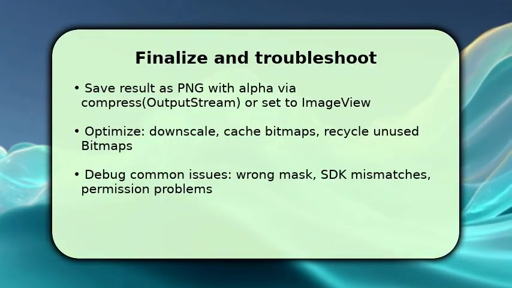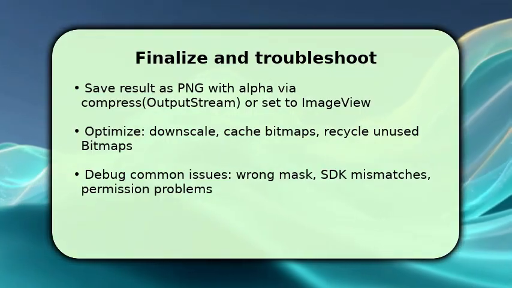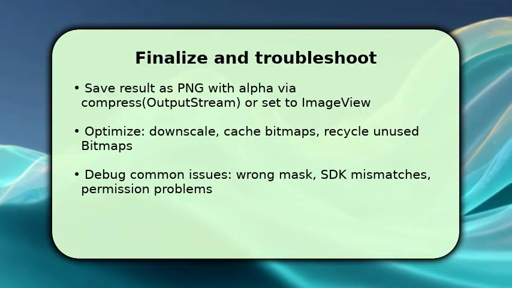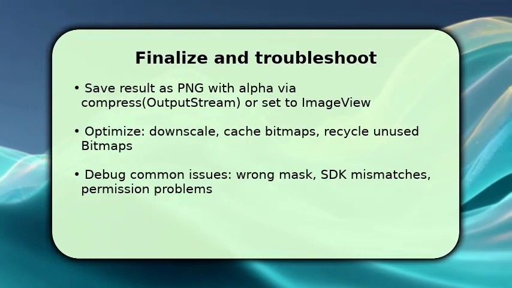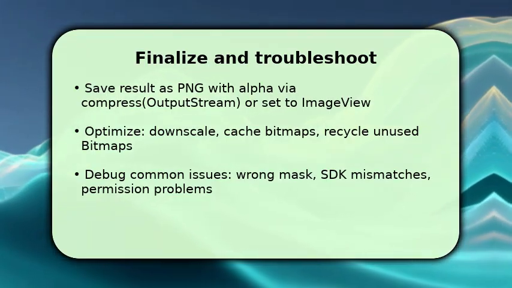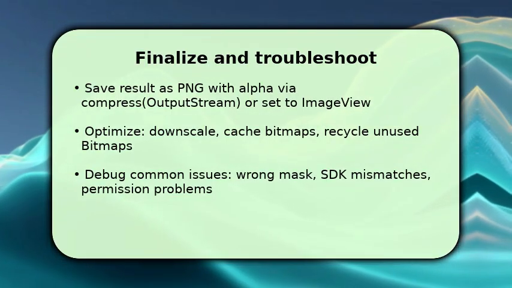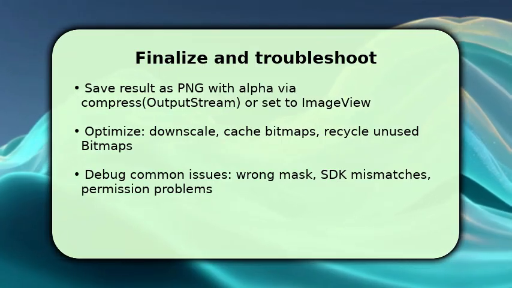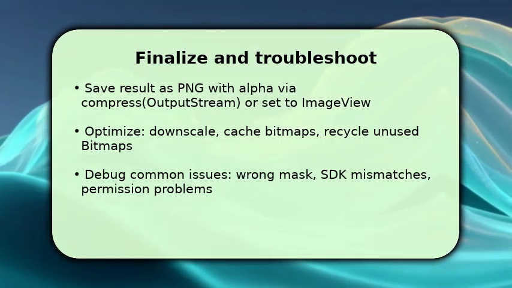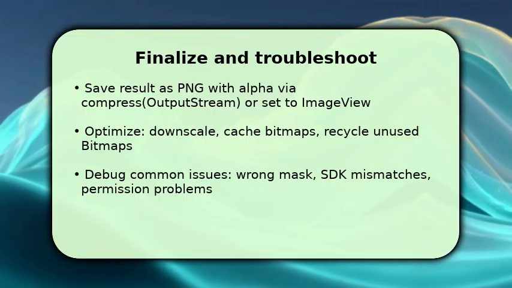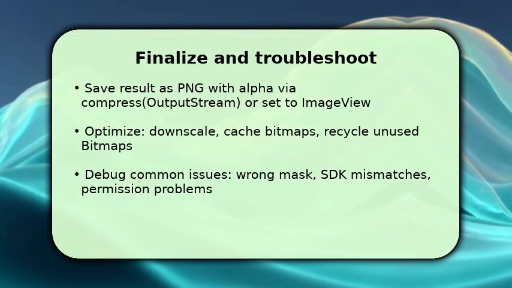Finish by applying the resulting bitmap to your ImageView or writing it out as a PNG to preserve alpha. Use bitmap.compress(Bitmap.CompressFormat.PNG, 100, outStream) to save. Make sure to optimize memory: downscale large images, use inBitmap where possible, and call recycle on temporary bitmaps.